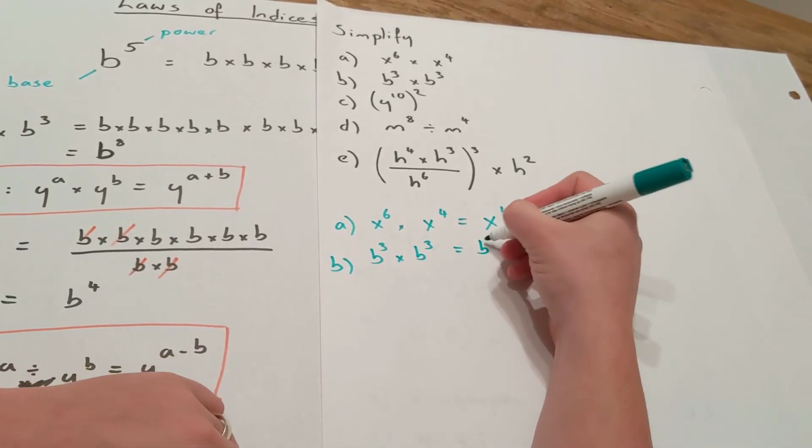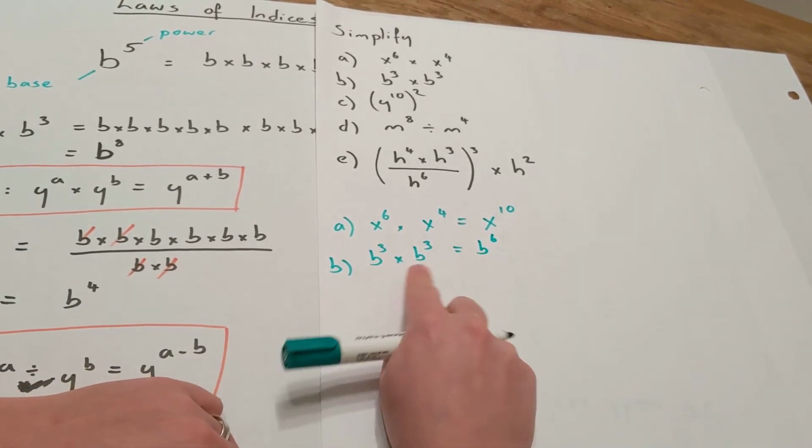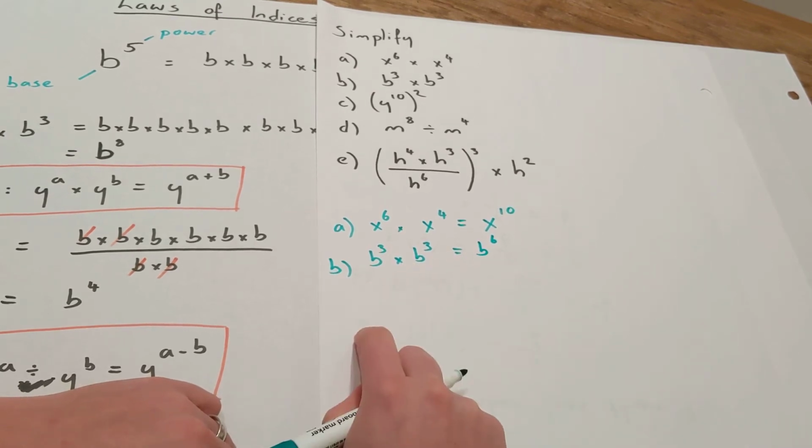So 3 times 3 add 3 is 6. So b to the 3 times b to the 3 equals b to the 6.